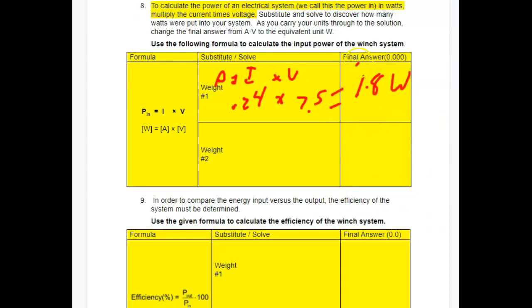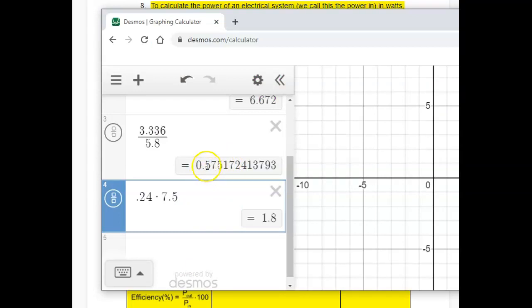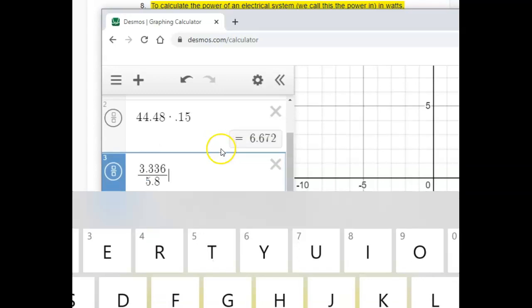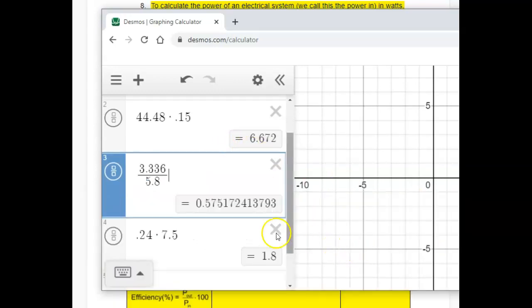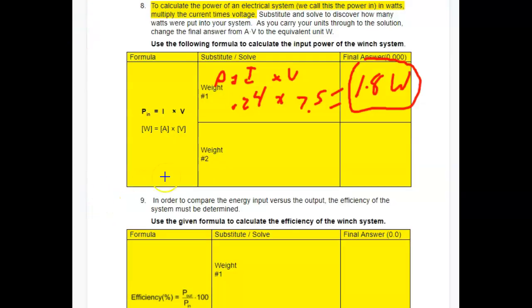All right, now notice here that we had more power in than power out. 1.8 watts versus our other answer of 0.575. So we had more power coming in than power going out. So this is going to be interesting for us. All right, again here, I'll let you guys do number 2. So you guys can do weight number 2 there.